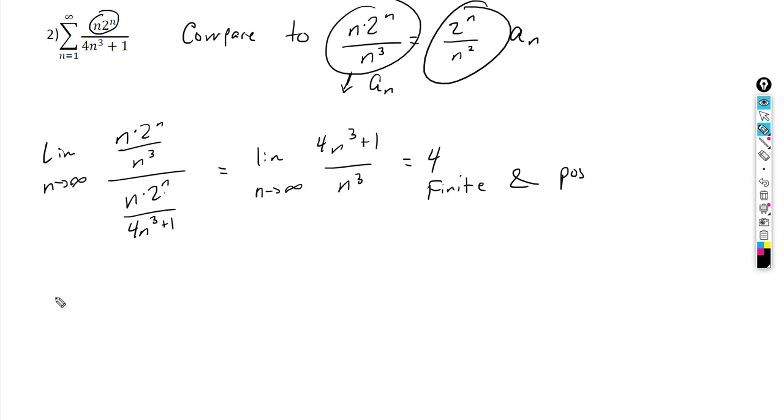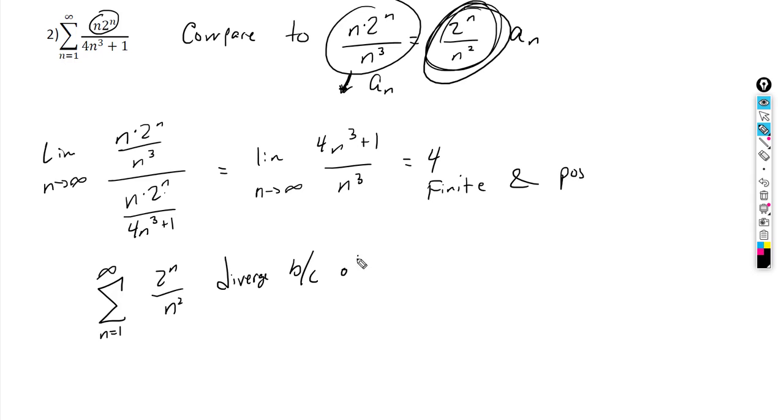Okay, and so then I can say that I have the summation of n equals 1 to infinity of our new piece, which is 2 to the n over n squared. So you can see that I'm going to leave this as my comparison, but then I'm going to use this one in my summation here to find out if it diverges or converges. So this is going to diverge because, let's say, of the nth term test.